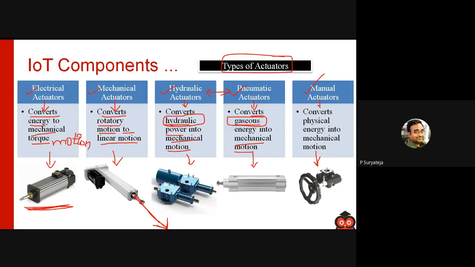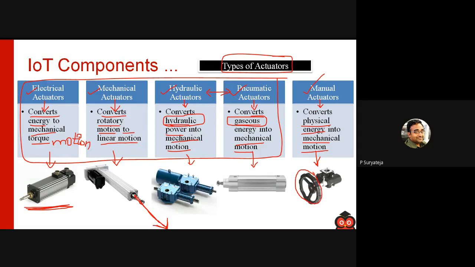And finally, manual actuators. So all these things are automatic. That means no need to go near them and operate them. Based on the input energy, it will automatically give the corresponding output energy. But here in the manual actuators, a person must go to the actuator and operate it. It's not automatic. So you can see here, it converts physical energy. Whose energy is this? A person's energy. And the output is mechanical motion. So someone must go and rotate this wheel. Okay, then only something will happen, some motion or whatever. So these are manual actuators.